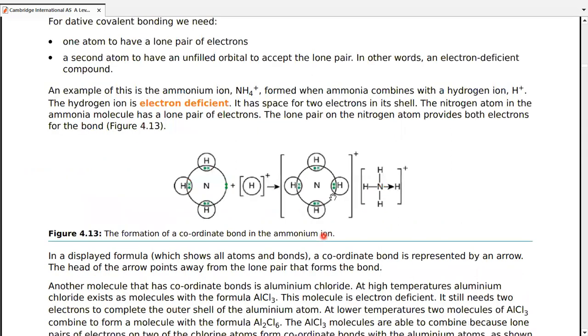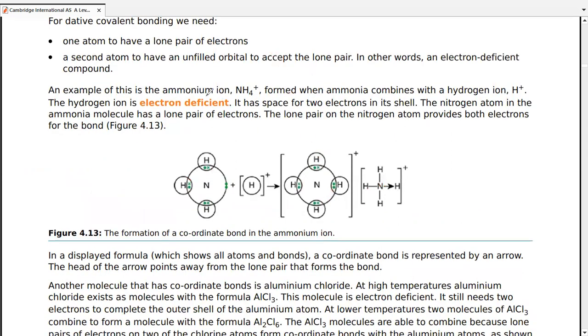Let's repeat. So I was saying that this is an example of the ammonium ion, NH4 positive. An ammonium ion is formed when ammonia, NH3, combines with a hydrogen ion. And I explained that hydrogen only consists of one electron in its outermost shell, which when lost forms the hydrogen ion, and the hydrogen ion has no electrons at all. Now it has no electrons, but remember, since this is the first shell, it has the capability for two electrons, which is also mentioned over here.